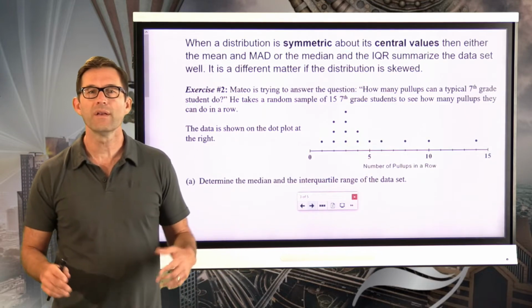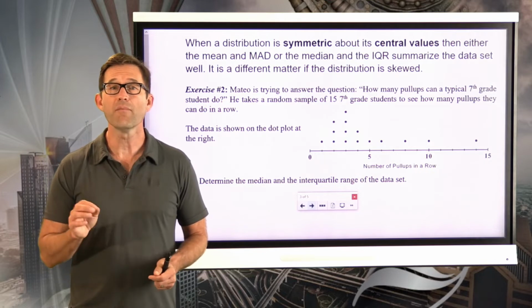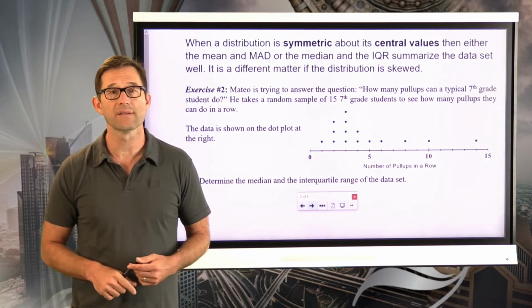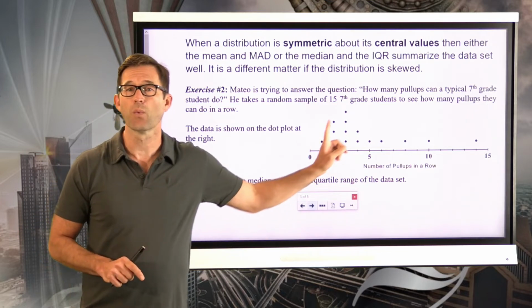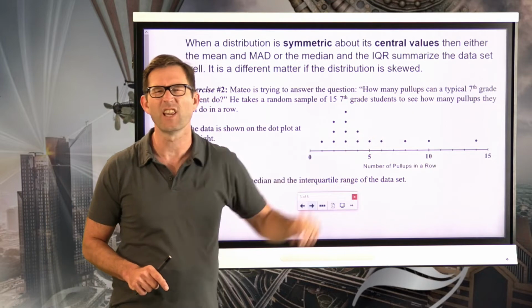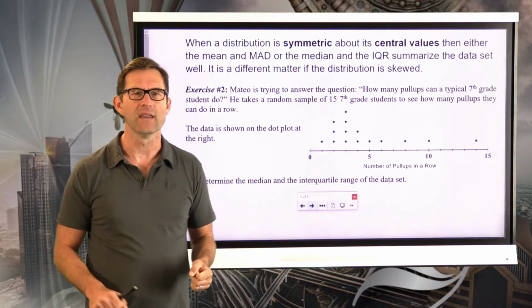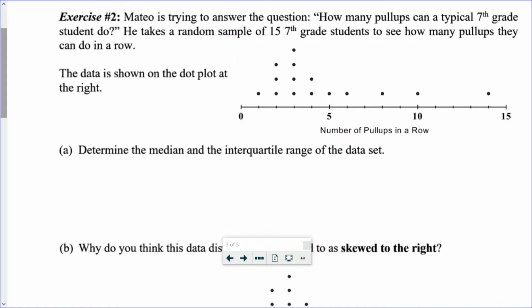All right, when a distribution is symmetric about its central values, like what we just saw, then either the mean and the MAD or the median and the IQR summarize the data set well. It is a different matter entirely if the distribution is what is known as skewed. I love that word, skewed. It's a word you can say again and again. All right, so let's take a look at exercise number 2.